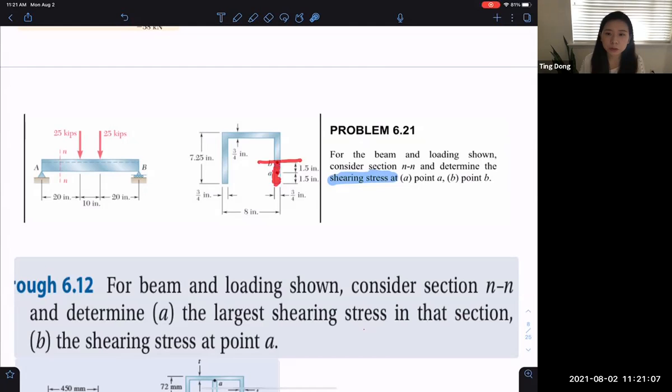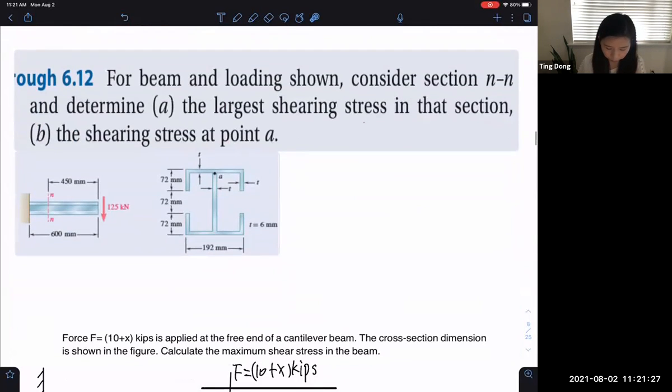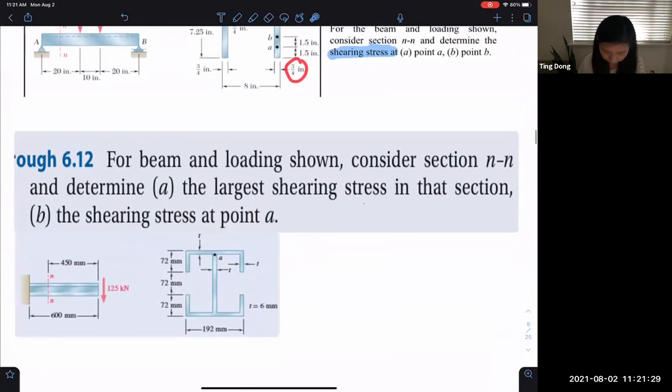So we use the original equation, tau equal to VQ over IT. V is given, Q I just talked about how to calculate it. And I, the moment of inertia of the entire cross-section, we already practiced many times. And T, the thickness, is the thickness here. And we also had this one.